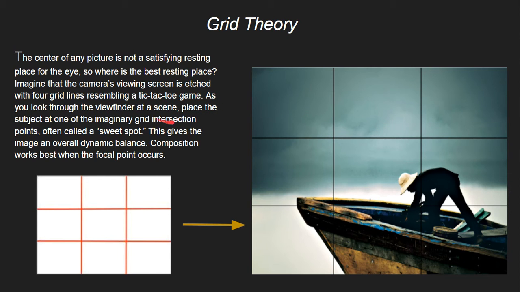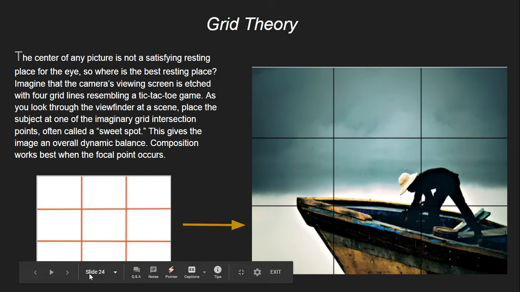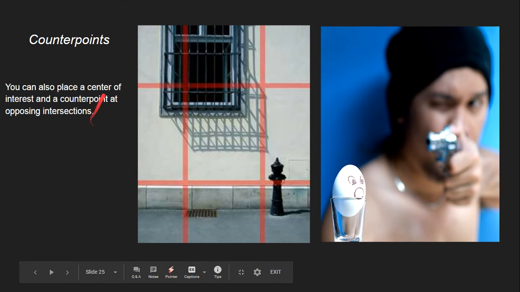As you look through the viewfinder at the scene, place the subject at one of the imaginary grid intersection points, often called a sweet spot, here, here, here, and here. This gives the image an overall dynamic balance. Composition works best when the focal point occurs there. You can place a center of interest and a counterpoint at opposing intersections.